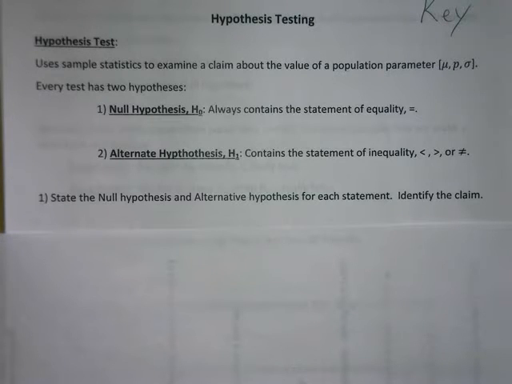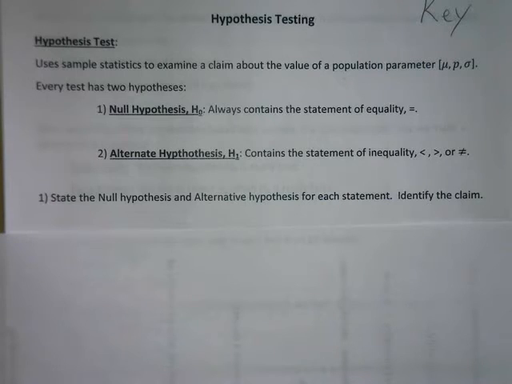And that gave us an interval estimate for p. Well, with a hypothesis test, we use sample statistics, like p hat or x bar or s, to examine a claim about the value of a population parameter, mu, p, or sigma. Every test has two hypotheses. There's a null hypothesis, H0, and that always contains a statement of equality. Okay, that always has the equal sign. So like mu equals 7, or p equals 0.36, sigma equals 1.4. The equal sign is always in the null hypothesis.